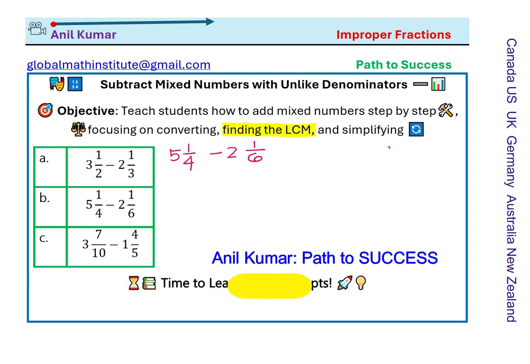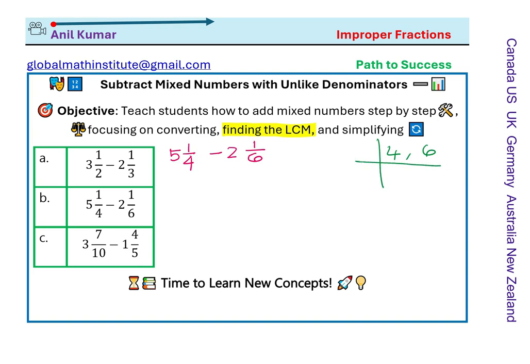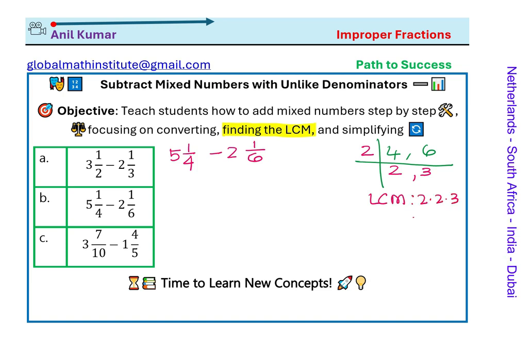You can also use this ladder kind of division method, which can help you to factor out the common factors. For example, here we could divide by 2, correct? And therefore, we have the LCM as 2 times 2 times 3, which is 4 times 3, 12. So we have to make the common denominator 12, correct?